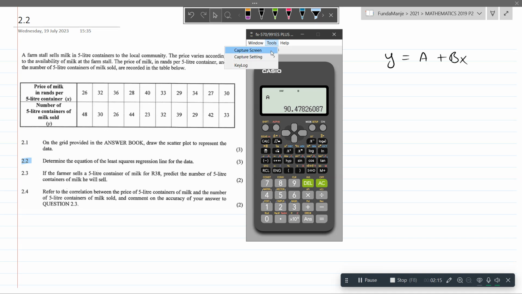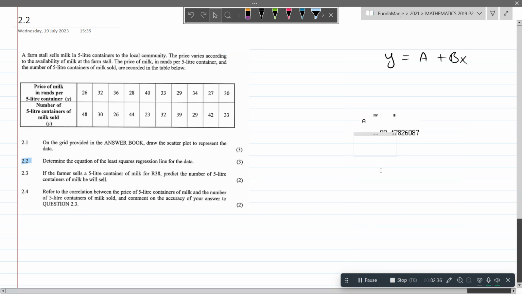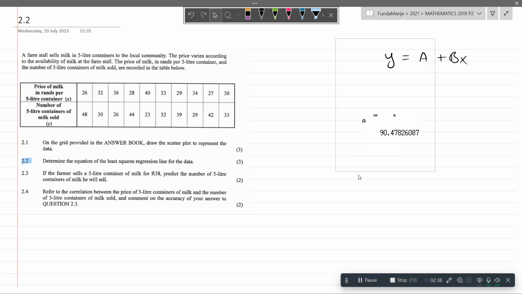We can capture that, and then we can find the value of b by doing a similar thing, pressing number 5 then number 2 for b equals minus 1.77. So we write down these values. We have a and we also have the value for b.